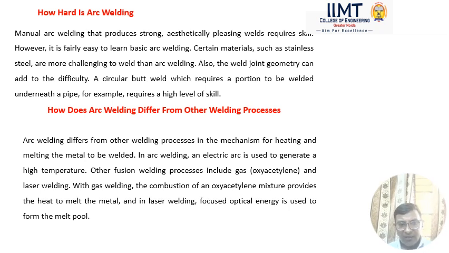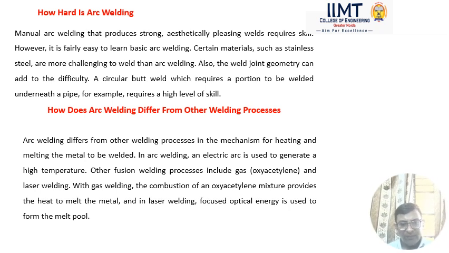How does arc welding differ from other welding processes? Basically, in this paragraph, we will focus on how arc welding differs from other welding processes. Arc welding differs from other welding processes in the mechanism for heating and melting the metal to be welded. Basically, we will focus on the mechanism of heating. In arc welding, the electric arc is used to generate the high temperature.